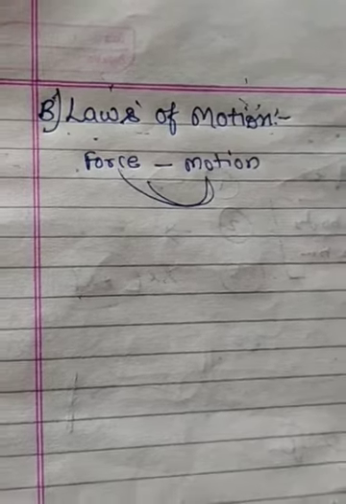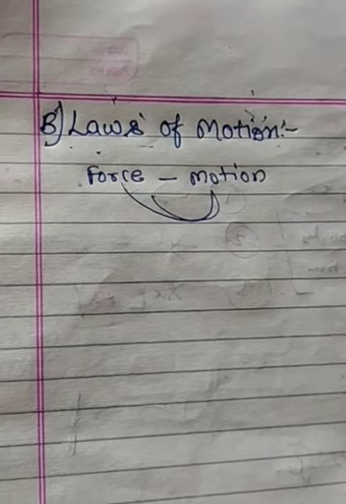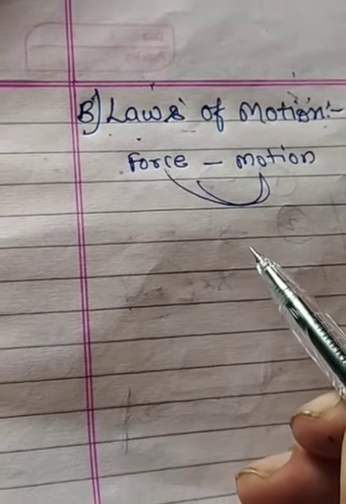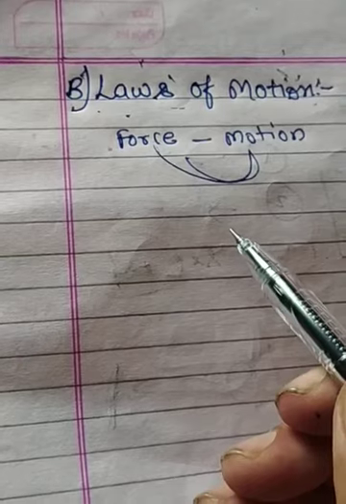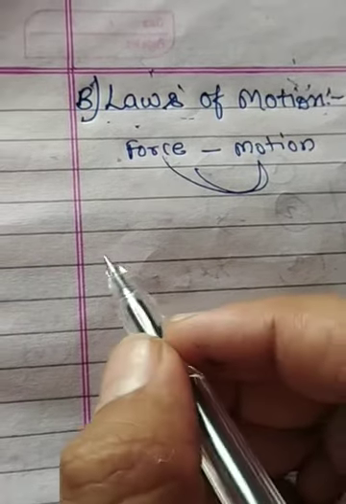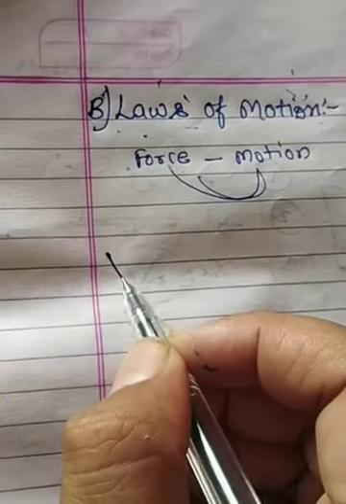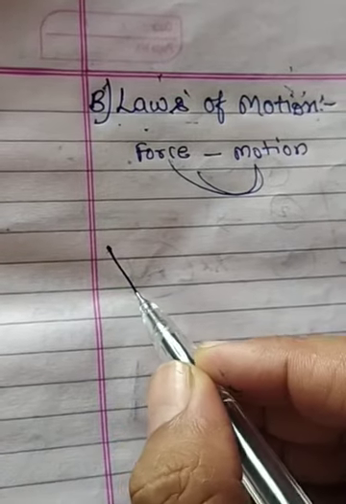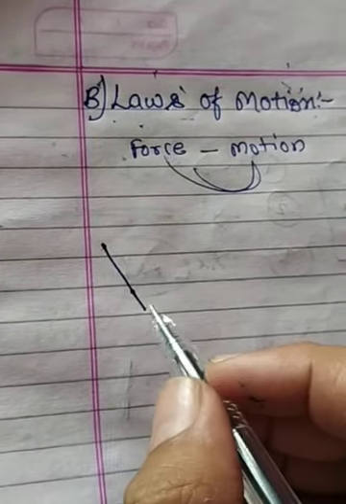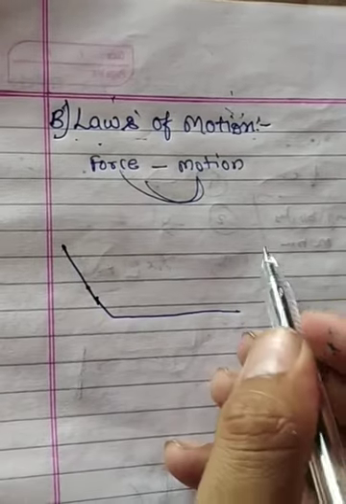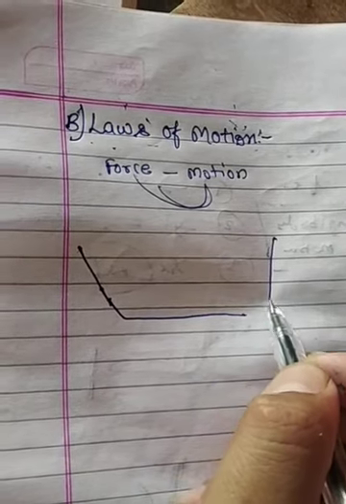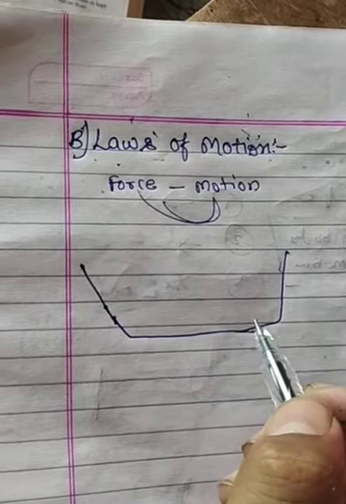I'm taking a simple example, explaining with the help of a diagram. Let us study the experiment done by Galileo. Take three smooth planar wooden boxes. This is our first box.